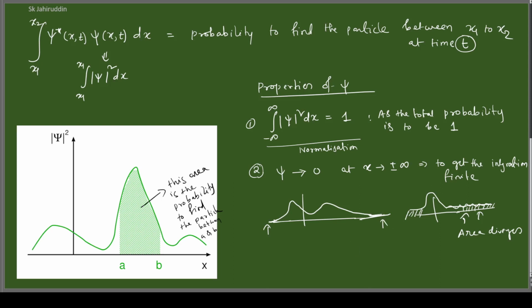The next thing is psi should be continuous always, because if psi is not continuous, that means if at a point we are not getting the psi properly, then the probability will be undefined. That cannot happen. I will draw a diagram, don't worry. Psi should be continuous everywhere.